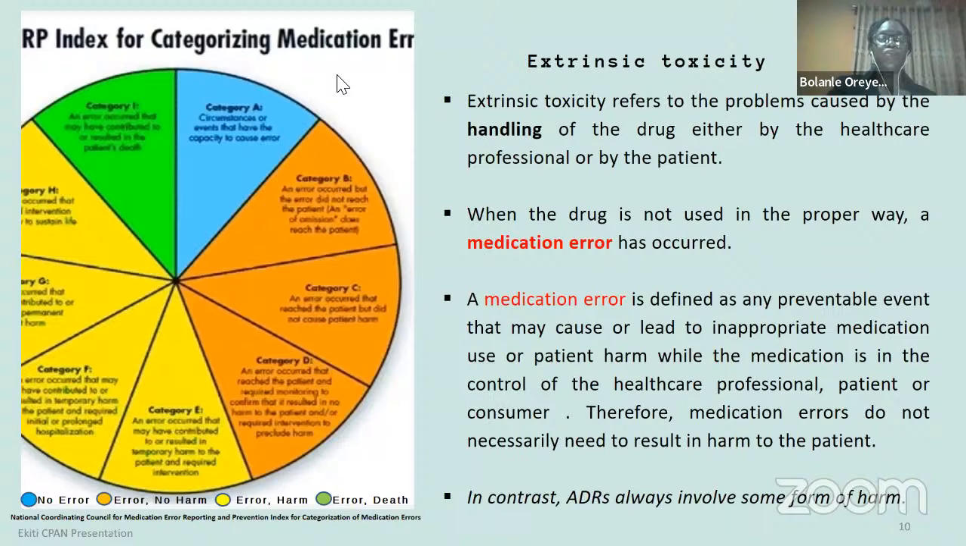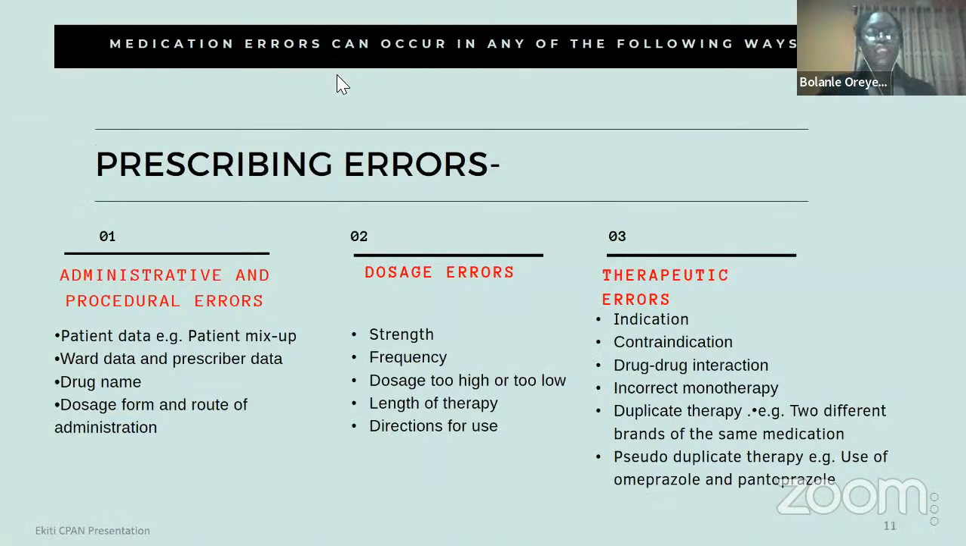Medication errors can occur in the following ways. We have prescribing errors, as category one, administrative and procedural errors. The patient data, e.g. patient mix-up. These are caused when maybe the prescription is meant for a patient but was wrongly added over to another patient. You have prescribed data when there is a mix-up. Generally, when the drug name is mixed up, when the dosage form and the route of administration are also mixed up. These ones are categorized as administrative and procedural errors.